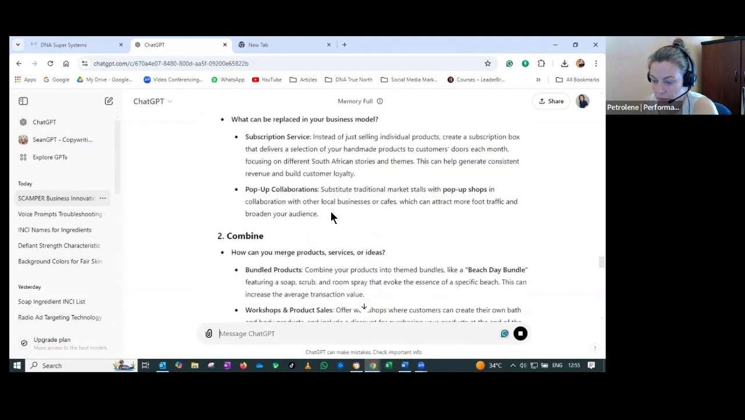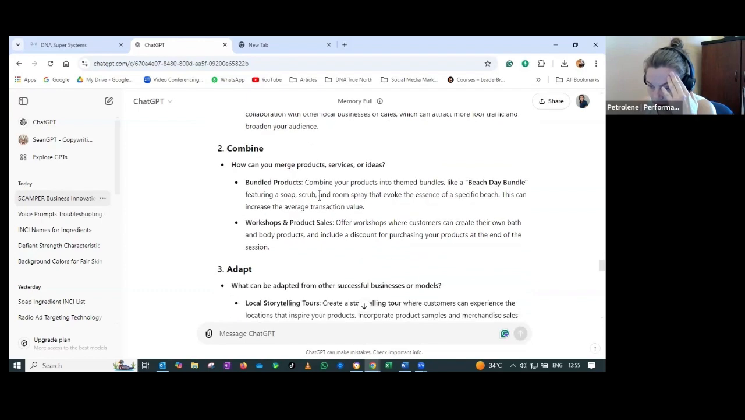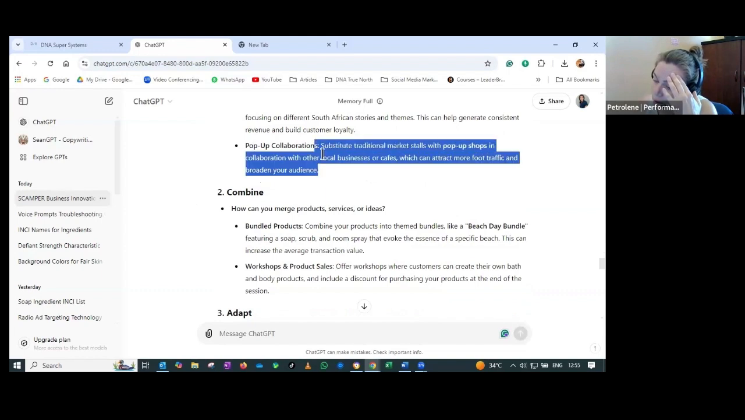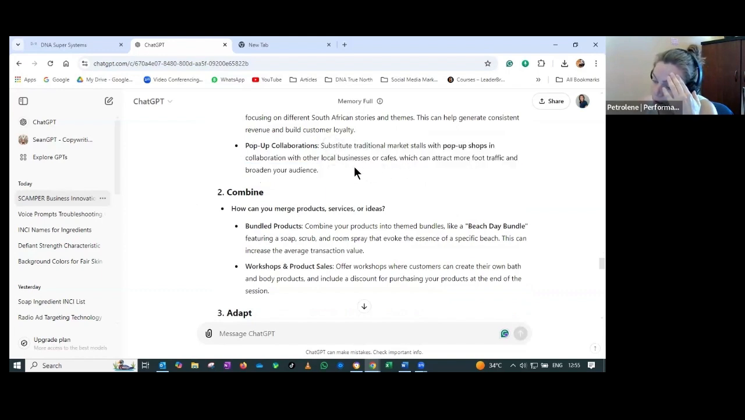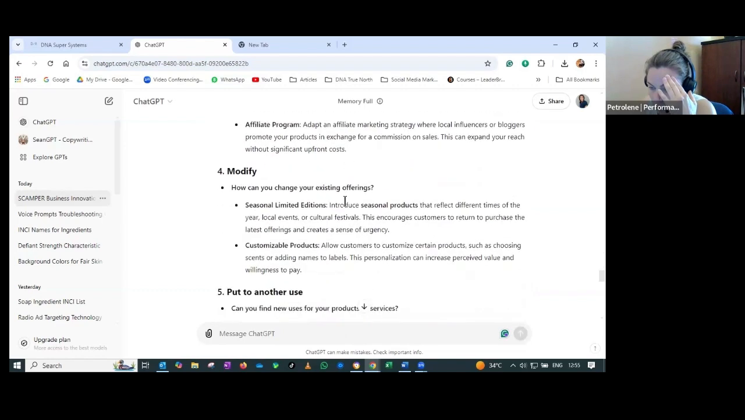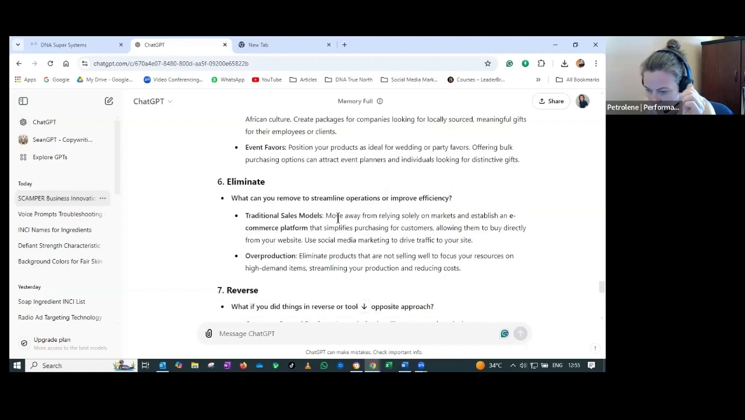Okay, I'm just quickly going to run through this. Subscription, it was mentioned. Pop-up collaboration. This is something new. Substitute traditional market stalls with pop-up shops in collaboration with other local businesses. How can you merge products? Oh, this is cool. If I understand it correctly, you actually go to a local business, a cafe, and have a little pop-up shop. Okay. Bundle products, workshops, we've spoken about storytelling, affiliate, seasonal limits. Sometimes it will give you something new, an idea that wasn't mentioned previously. It's sometimes worthwhile to run it once or twice. I do event favors. The usual stuff.